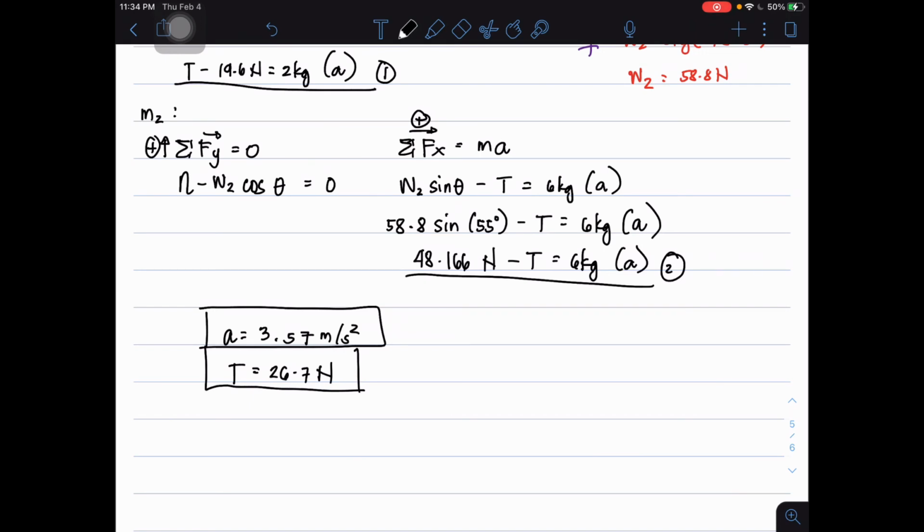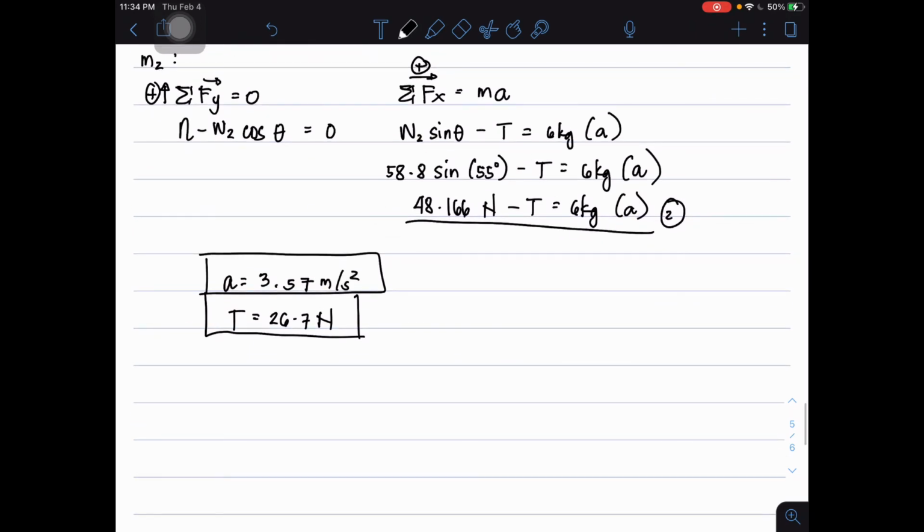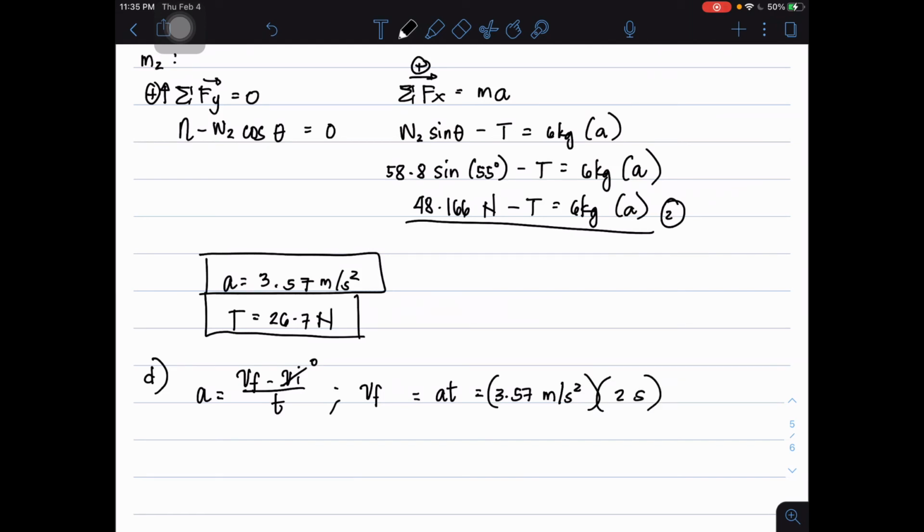Letter D. Let's find the final velocity after 2 seconds. So we're going to be using the formula for acceleration, which is VF minus VI over T. Since it's from rest, VI is 0. VF is therefore equivalent to A times time. So we have 3.57 meters per second squared multiplied by time, which is 2 seconds. Therefore, the final velocity after 2 seconds is 7.14 meters per second.